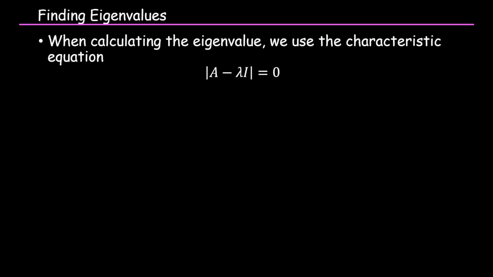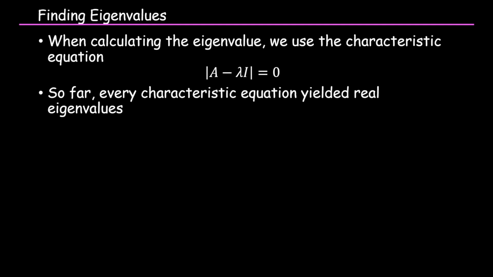So this last lecture will be looking at more with the eigenvalues, more specifically complex and defective eigenvalues. Before I start getting into what those are, we're just going to do a quick review on finding the eigenvalues. The first thing to find the eigenvalues is to find the characteristic equation, and then you find those roots. Those roots will be the eigenvalues. And so far, up until now, every characteristic equation had real eigenvalues. And that's not always the case.